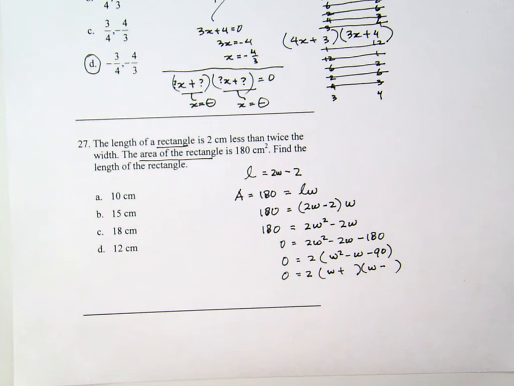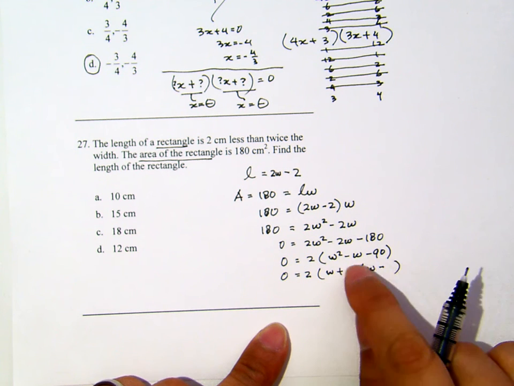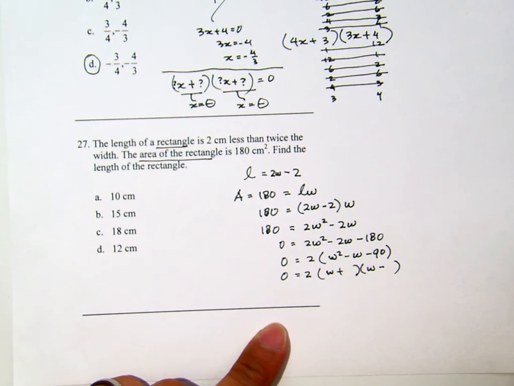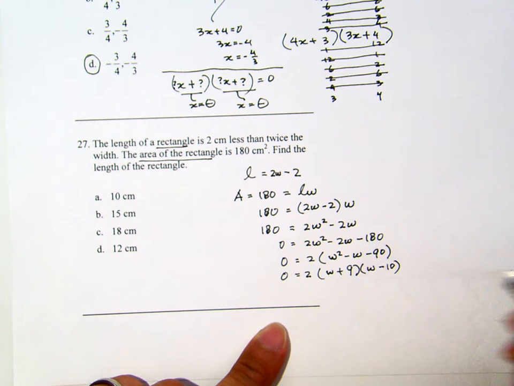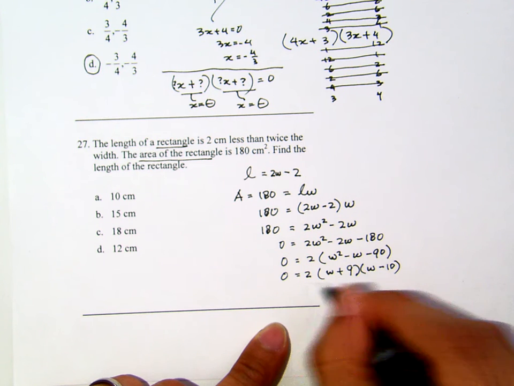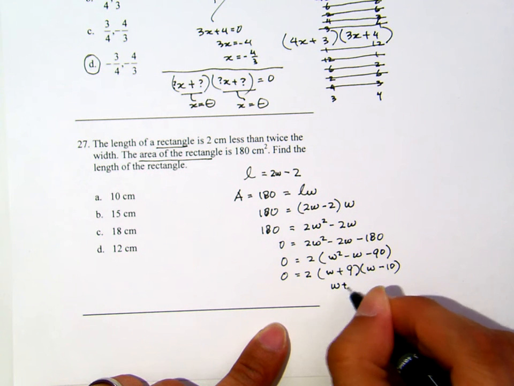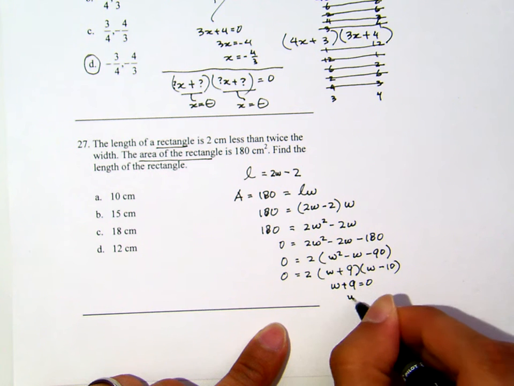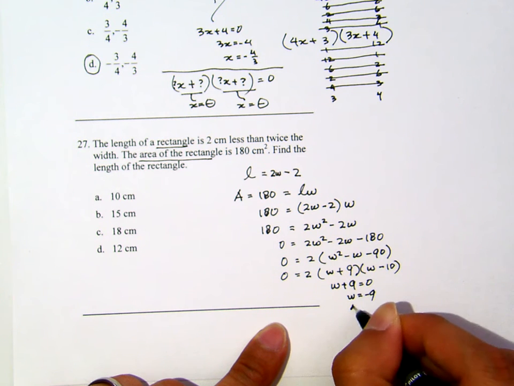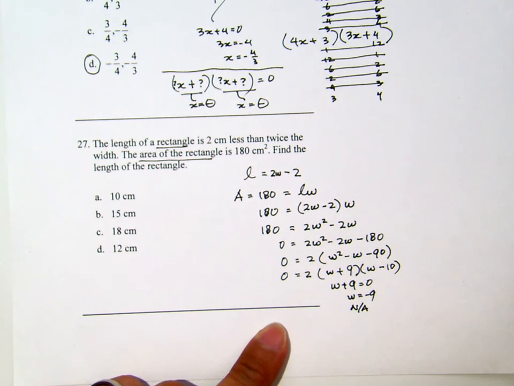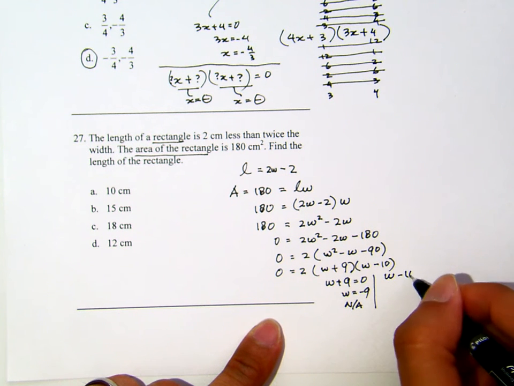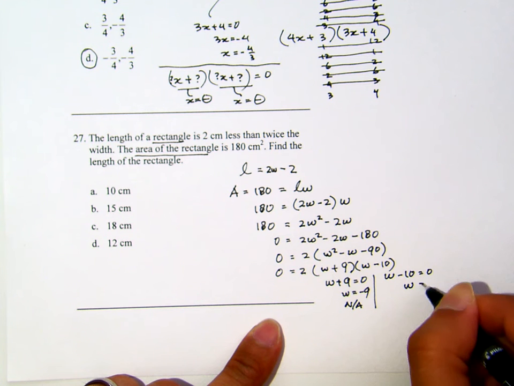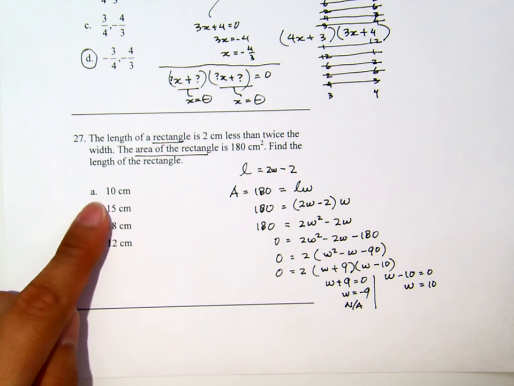And therefore the width: what times what is 90, but the difference is negative 1? That will be 9 and 10, with 10 on the negative side. Right? Now from here we will see, if we solve that, w plus 9 equals 0, which means w equals negative 9. But this is impossible because the width of a rectangle cannot be a negative number. Or this w minus 10 equals 0, which means the width equals 10.